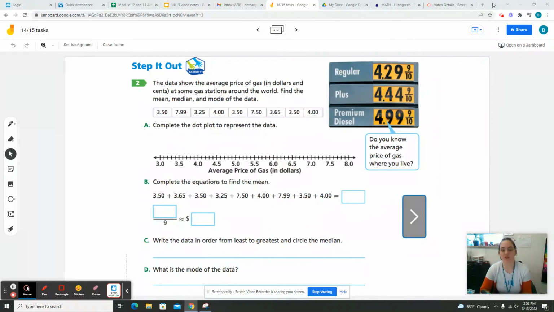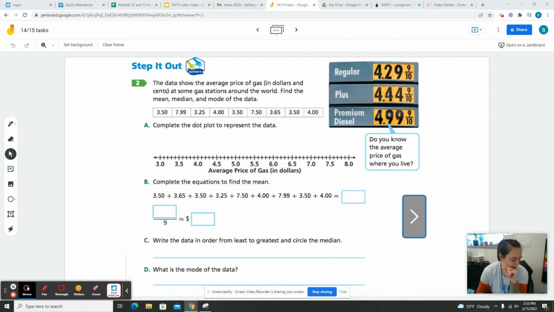All right, this is task 2 in 15.2. This is on page 473. All right, so you should have watched the video notes for this section, so hopefully some of these words will sound familiar to you. Okay, so we are going to look at this data set. This data set shows the average price of gas in dollars and cents at some gas stations around the world.